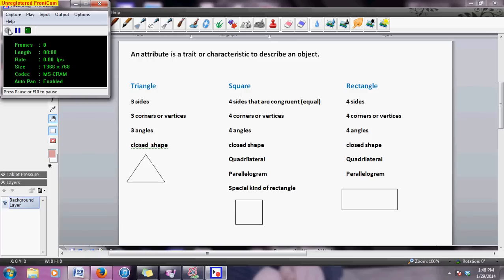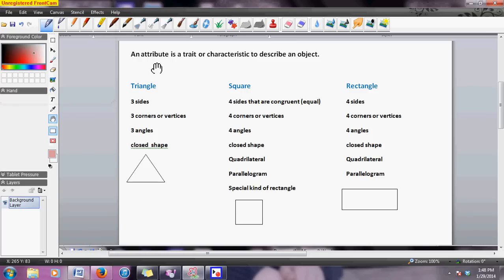Hello, Mrs. Conley's class. Today we are going to be talking about attributes of shapes. And all an attribute is, is a trait or characteristic to describe an object. And in this case, we are describing shapes.